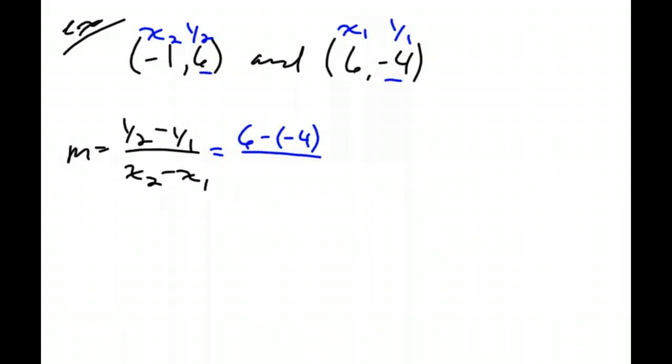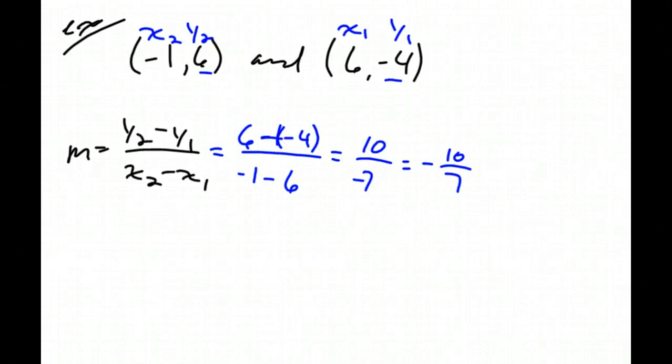Okay, then if we have x2 minus x1, we have -1 minus 6. So on top we have 6 minus -4, which is 6 plus 4, so 10, over -1 minus 6, which is -7, so this will be -10 over 7. It makes no difference where your negative sign is. It could be on the bottom, it could be outside like it is here, or it could be on top. You can say -10 over 7. Makes no difference in the world as long as that negative is there. It's taking the negative of the entire fraction.